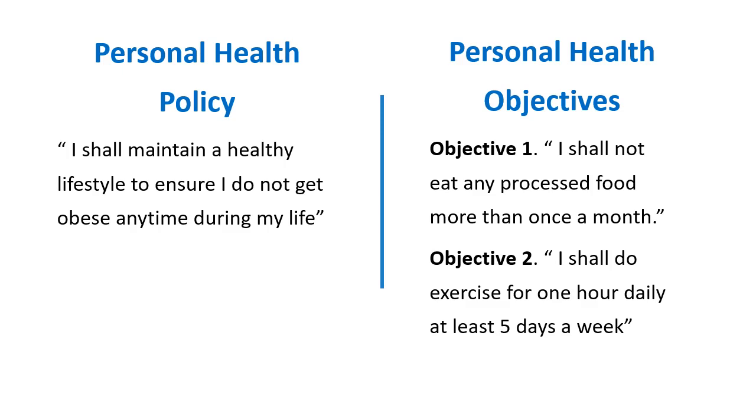These objectives include Objective 1, for example, I shall not eat any processed food more than once a month. Objective 2, I shall do exercise for 1 hour daily at least 5 days a week. Now, if you see the policy and objectives, you will clearly understand the difference. The policy is a broad statement and commitment, while objectives are small aims and targets which are consistent with the personal policy goals. From this example, you can clearly relate the difference between OHS policy and OHS objectives.